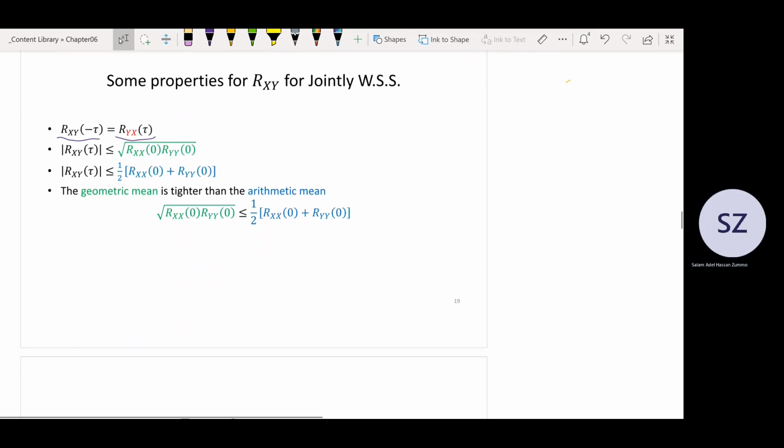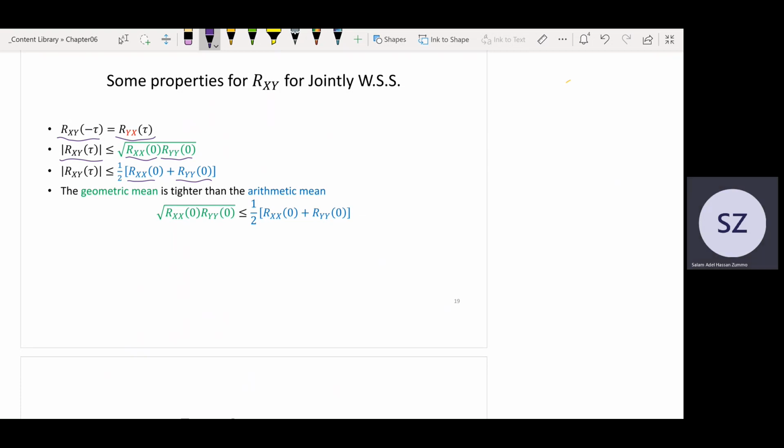Okay. The second thing, again, we will not derive any of these. The absolute value of the cross correlation function is always less than or equal to the square root of the autocorrelation function of x at 0 multiplied by the autocorrelation function of y at 0. For the autocorrelation function of x, the maximum was at 0, so the absolute value was always less than Rxx of 0. Here, no, it's the square root of Rxx of 0 times Ryy of 0. And it's always less than the average of them. If we take Rxx of 0 plus Ryy of 0 and take the average, again, it is this.